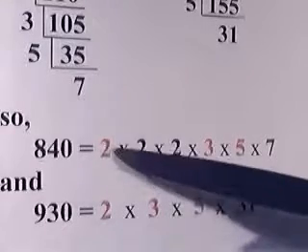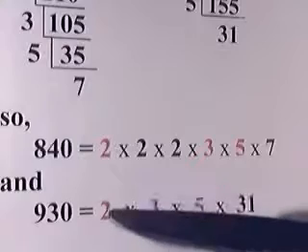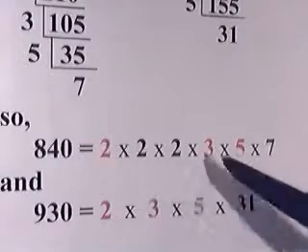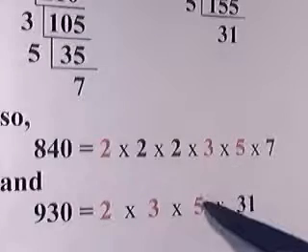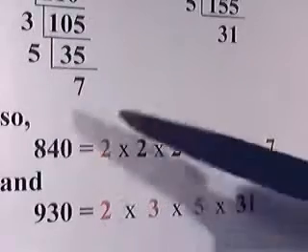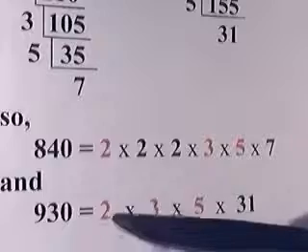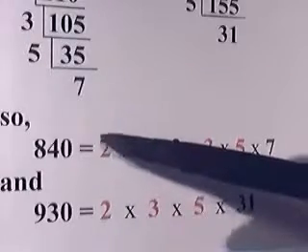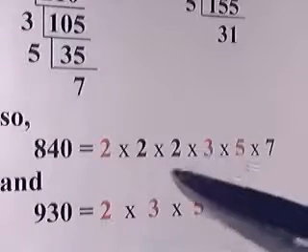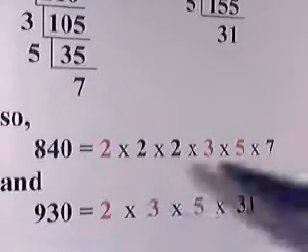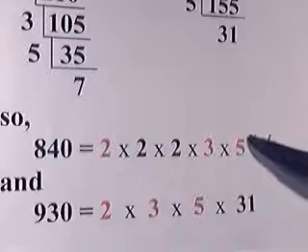Now you'll notice I have got this 2 and that 2 in red. I've got this 3 and that 3 in red. I've got this 5 and this 5 in red. These are common prime factors. Those 2s are a common prime factor. These 3s are a common prime factor. This 5 is a common prime factor.